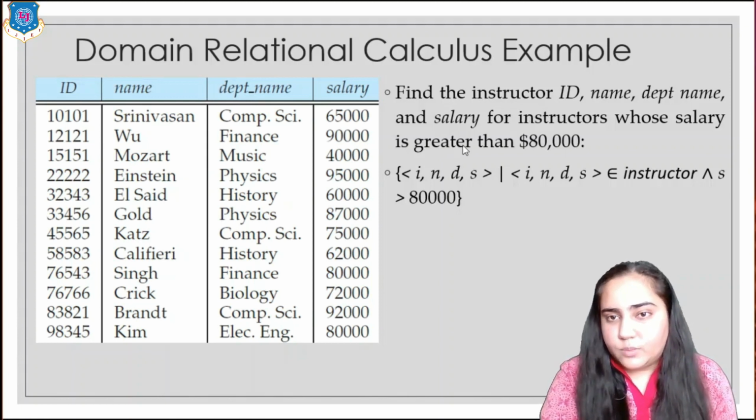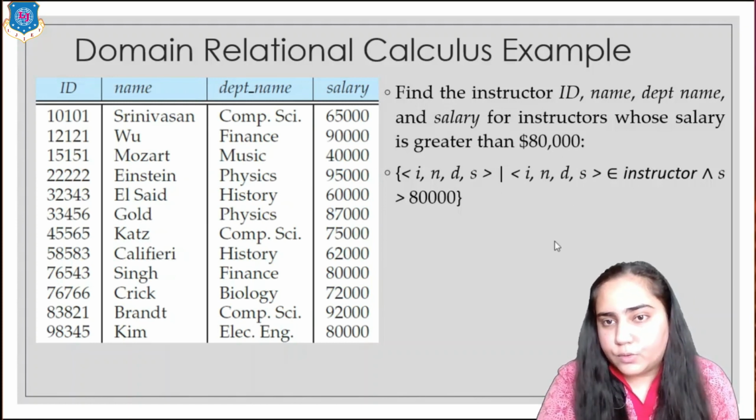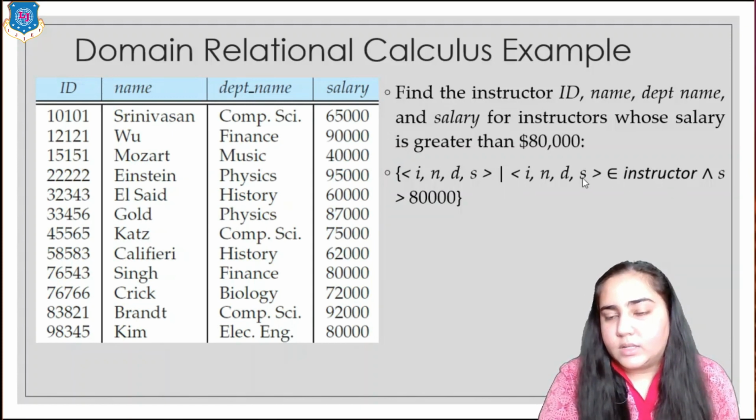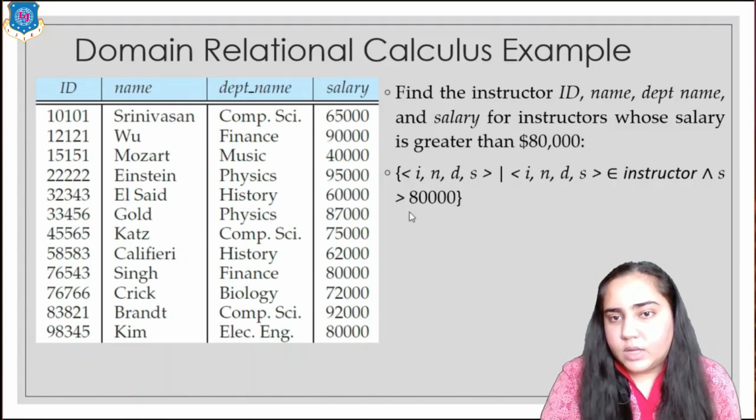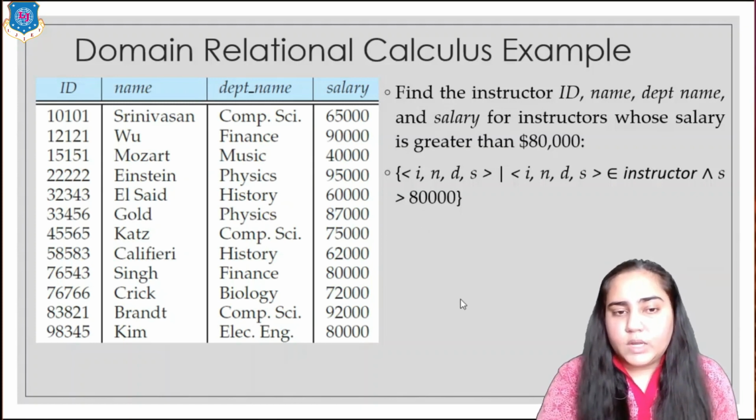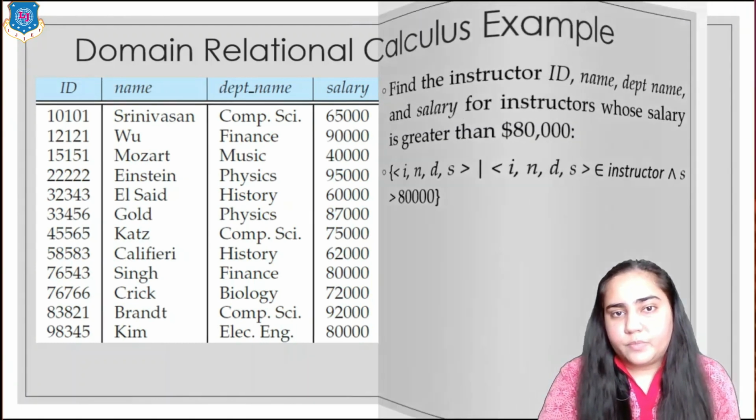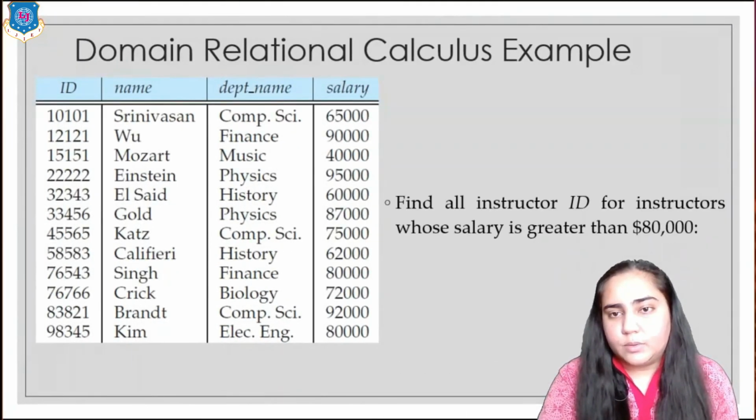So I, N, D, S is the combination of columns that we want, and the first condition for a row to be successful is that this should belong to instructor. So if we are talking about name, any name in N, then that name in N should belong to the instructor table. And for that name, the salary associated with it, which is S, should be greater than 80,000. So that's a simple query. Let's do another one for clarity. So this is another example.